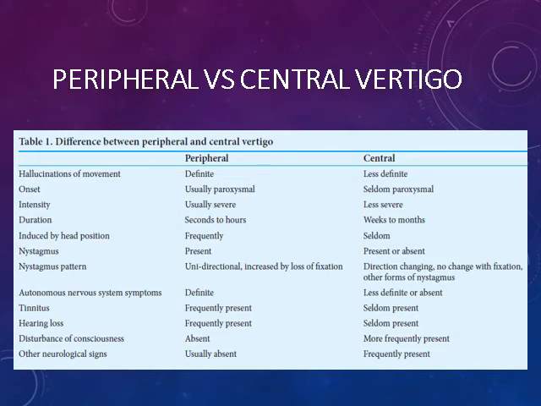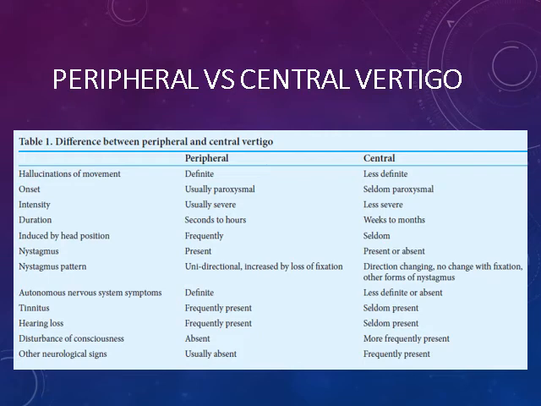Vertigo is divided into peripheral causes of vertigo and central causes of vertigo. How can we differentiate between the two? The most important points for differentiation: the onset of vertigo is usually paroxysmal in cases of peripheral vertigo. What does paroxysmal mean? It comes in sudden attacks, whereas in central it is rarely paroxysmal. The intensity of peripheral vertigo is more severe than central. The duration of the attack is shorter with peripheral vertigo.